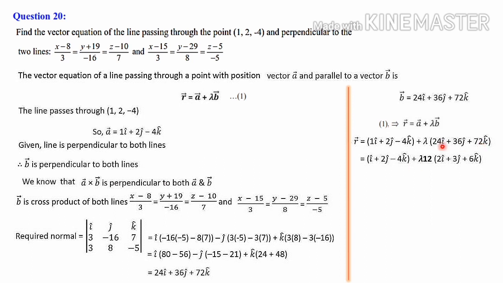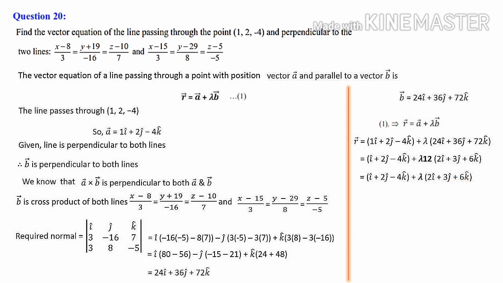Here when you look inside the bracket, there is 12 common. We can take 12 outside. It becomes 2i cap plus 3j cap plus 6k cap. And here lambda into 12. Lambda itself is a constant, and when you take 12 outside and multiply with lambda, you will get another constant. But here again I am using this lambda into 12, it is a constant. So instead of 12 lambda, I am using again lambda. So i cap plus 2j cap minus 4k cap plus lambda into 2i cap plus 3j cap plus 6k cap.